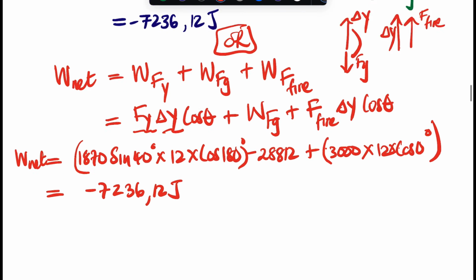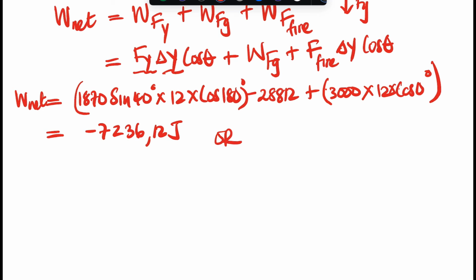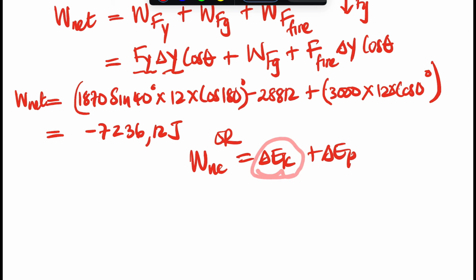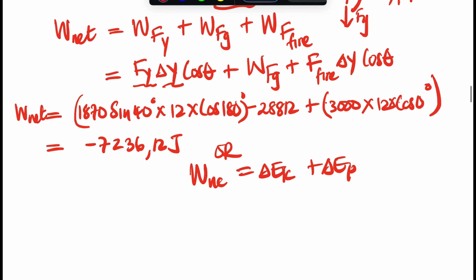You can also do this question by using the work done by non-conservative forces, which is the change in EK plus the change in EP. It will give you the same answer. So what are you going to do here? The work net is equal to the change in EK, so what you are going to look for is the change in EK. Let me do it quickly.